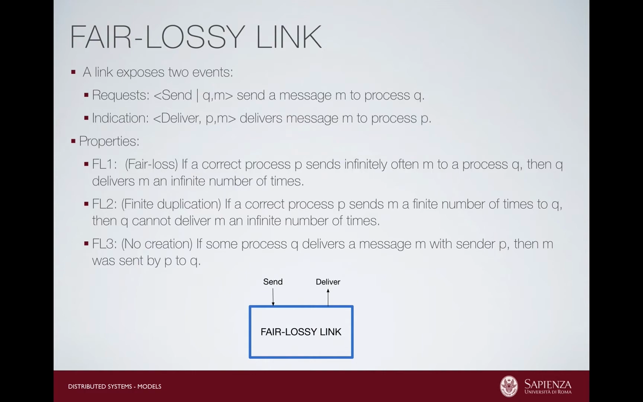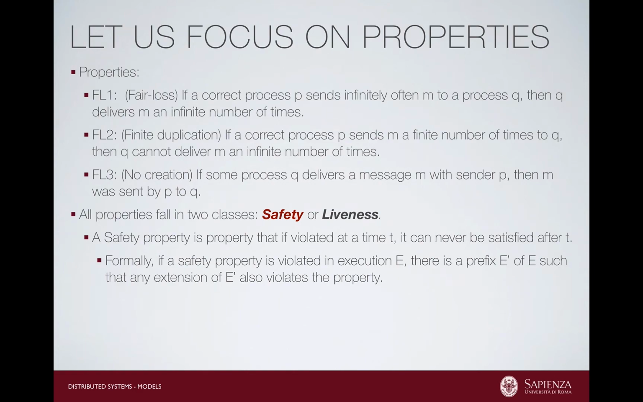Now, since this link is a bit weak, it's not really powerful because you have to send things infinitely often to receive it, we would like to create some algorithms, an upper layer that uses the fair lossy link, but can implement stronger properties. But before doing that, we first have to focus on the properties, and we can do some reasoning and try to understand what are common notions that are independent from the property that we are stating.